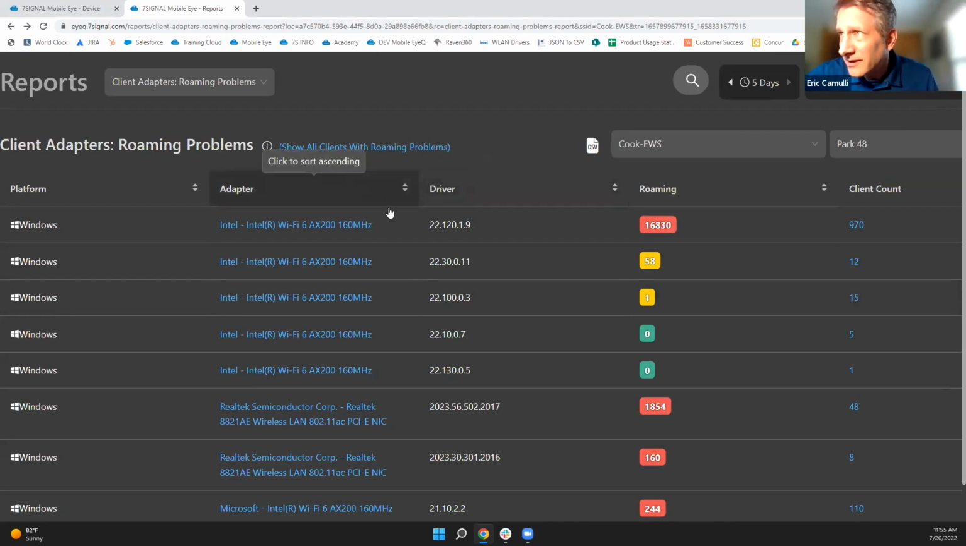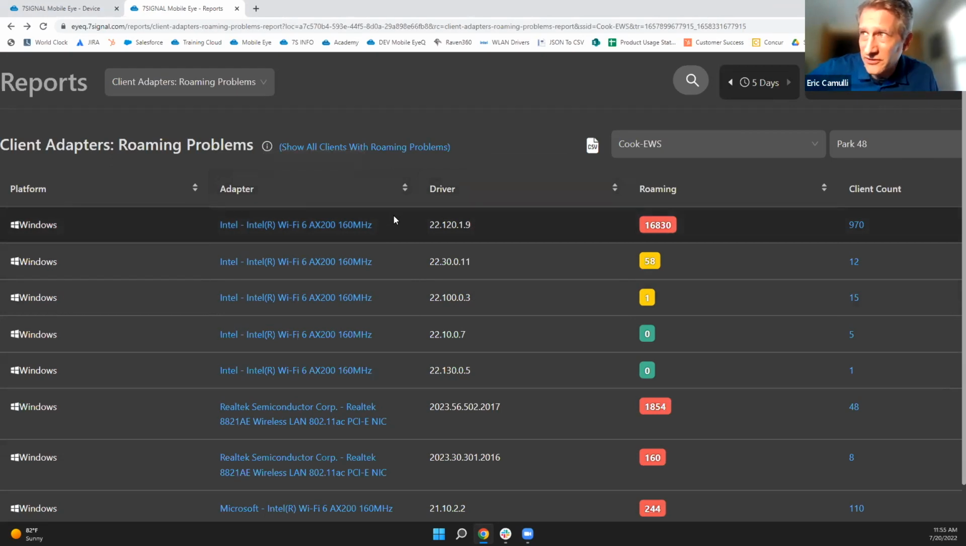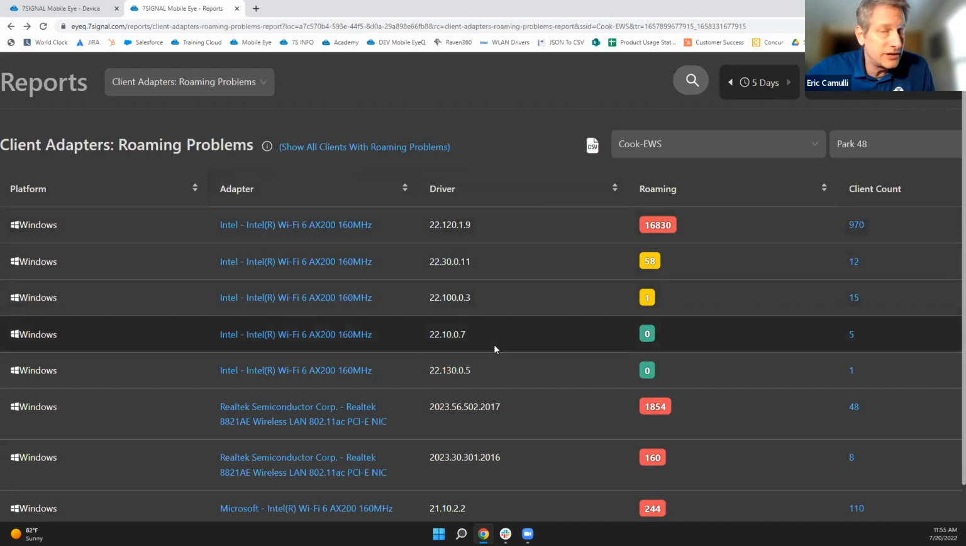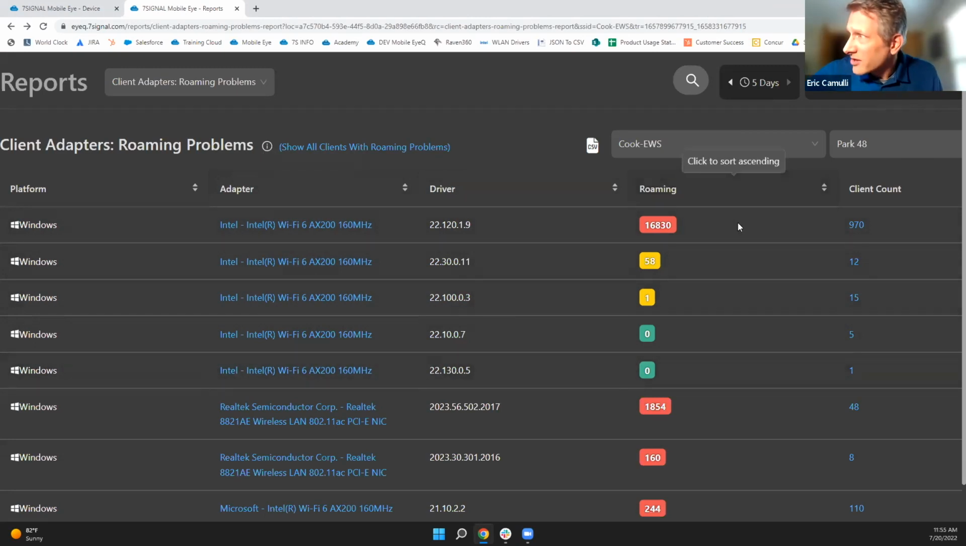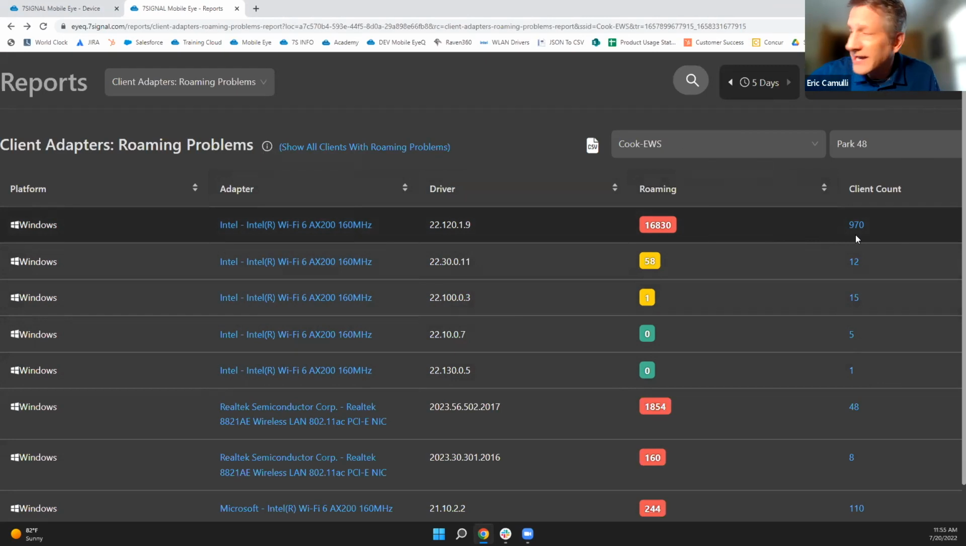And you can see, for example, these are the same adapter right here, different drivers, and we're measuring the performance. Okay, so you can see how different drivers may be performing differently. And I'm looking at a 5-day period of time here. The other thing I want to say is this. Okay, so I can see how many clients are actually experiencing these problems.